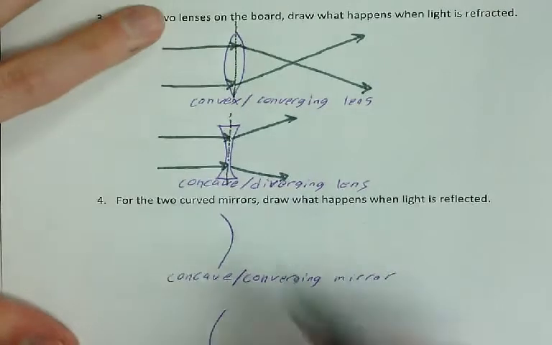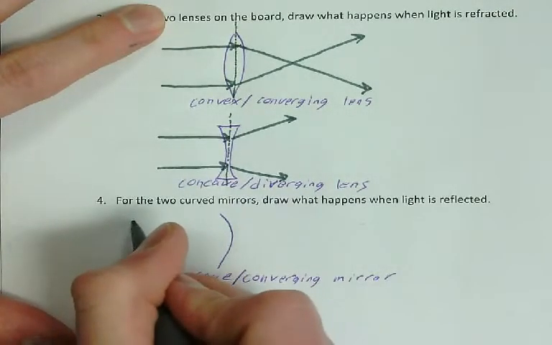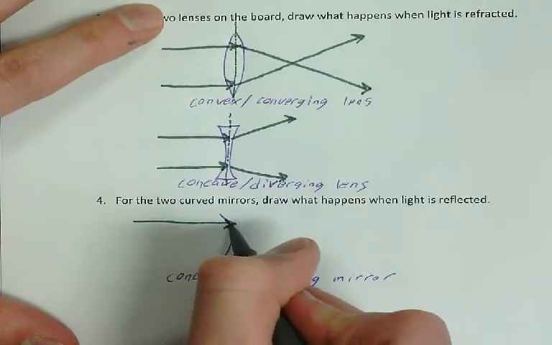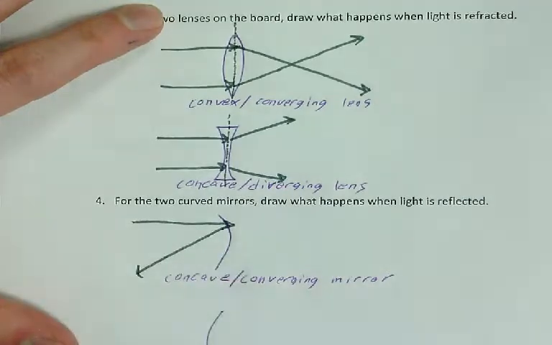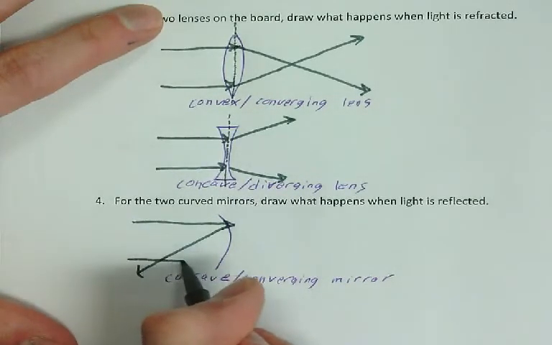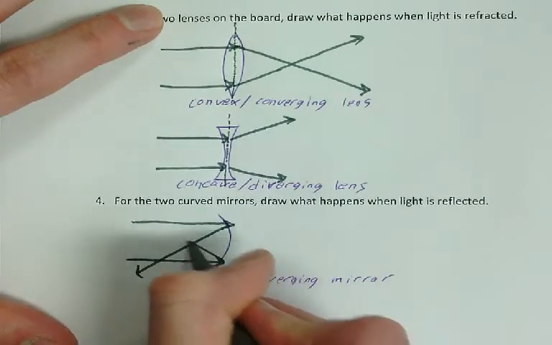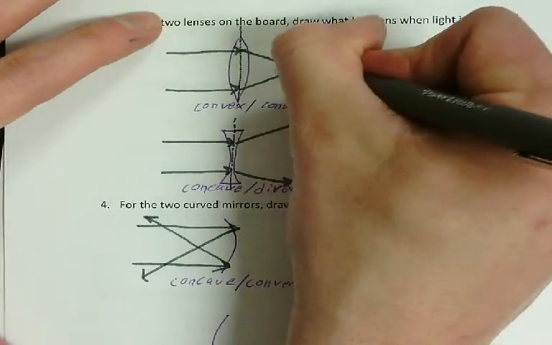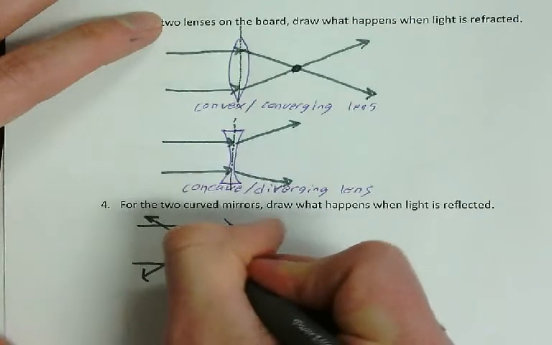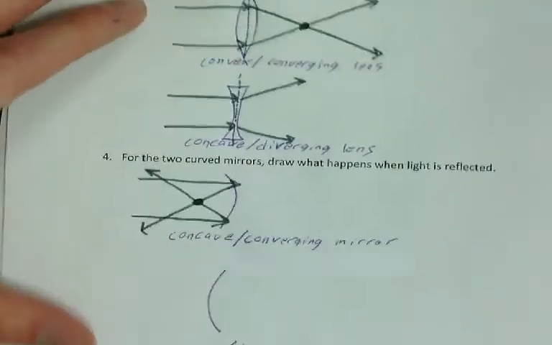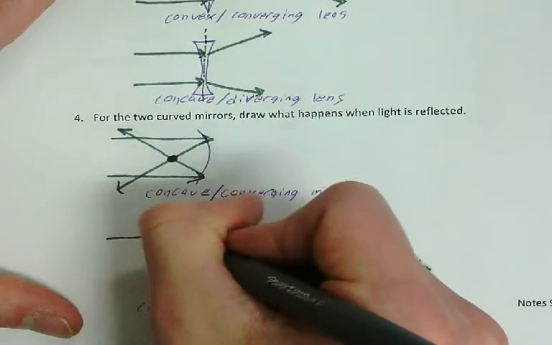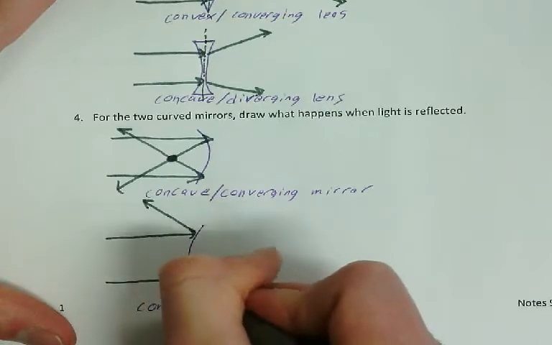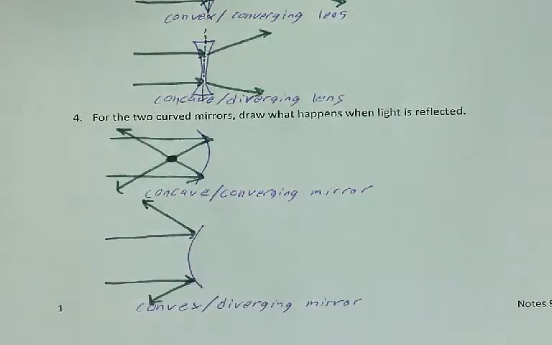So, same basic idea. The light comes in, hits the surface. On concave converging mirrors, the light goes together. But notice that it bounces back. The other light that comes in from the bottom hits and goes like that. Notice that in both these cases, there's a point where the light meets. That'll come in handy later. And then the last type of mirror, light comes in, bounces away, and spreads out like that.